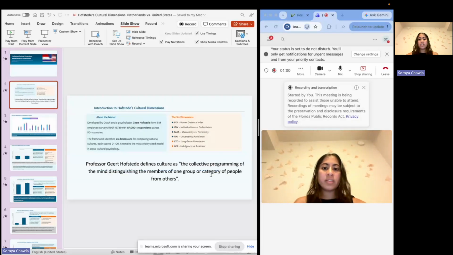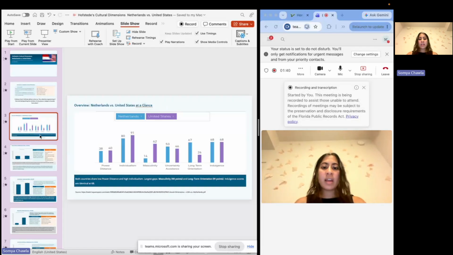Before comparing these two countries, it's important to understand Hofstede's cultural dimensions. This framework was developed by Hofstede to explain how national culture influences people's values, behavior, and workplace. This model consists of 6 dimensions that measure 6 different aspects of culture, including attitude towards authority, teamwork, competition, uncertainty, long-term planning, and personal freedom. Understanding these dimensions helps explain why communication styles vary across cultures and why approaches that work in one country do not work effectively in another country.